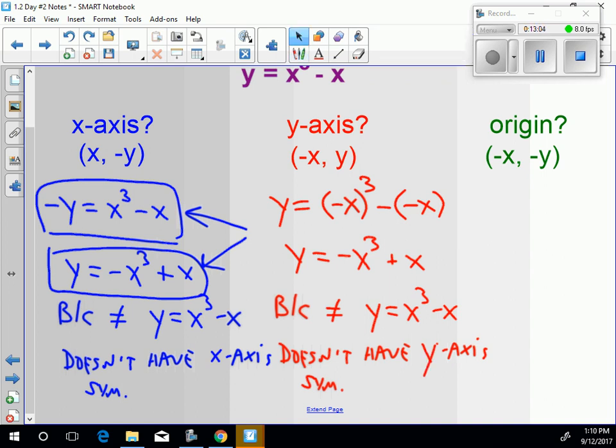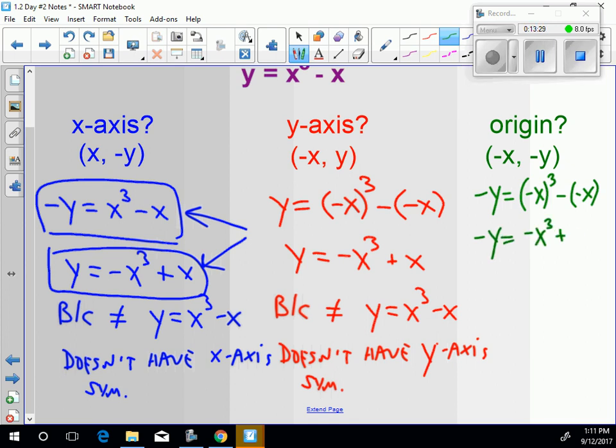Now, are we all just waiting for origin symmetry to work? Yeah. It's going to work, guys. I hope. Let's see what happens. Let's plug in a negative y. Let's plug in a negative x. Let's simplify. We've seen some of this before. That's not right. Yeah, it is. Because when I change that left side to a positive, it changes everything on the other side to the opposite.